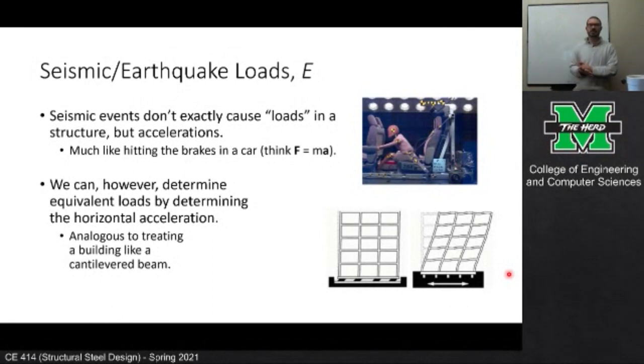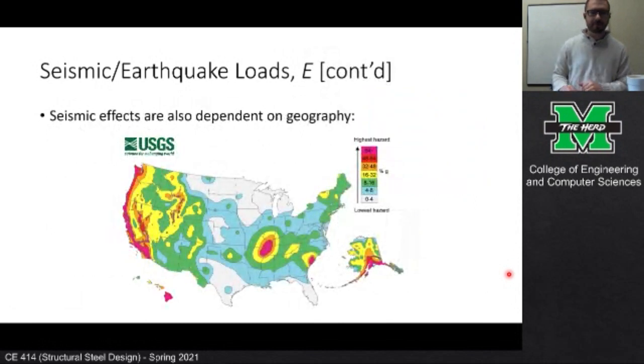Seismic events don't really cause loads on a building, but they cause acceleration. The ground is moving, the building is heavy, the building is being accelerated. So it's experiencing force equals mass times acceleration. We use that to develop equivalent loads that we would put into a RISA model for design. Earthquake loads are a function of where we're at. We don't really have to worry about them so much here.